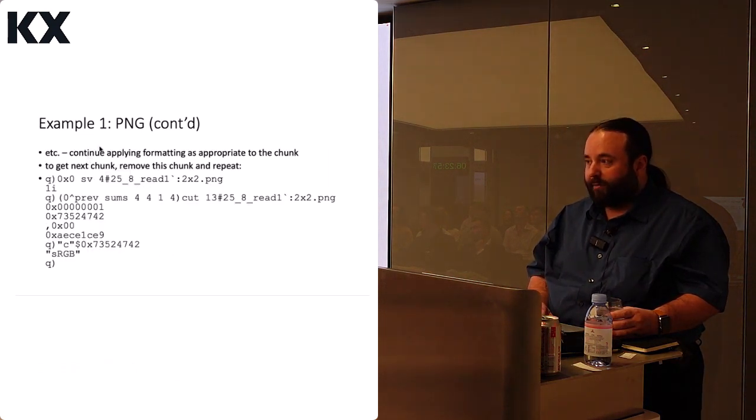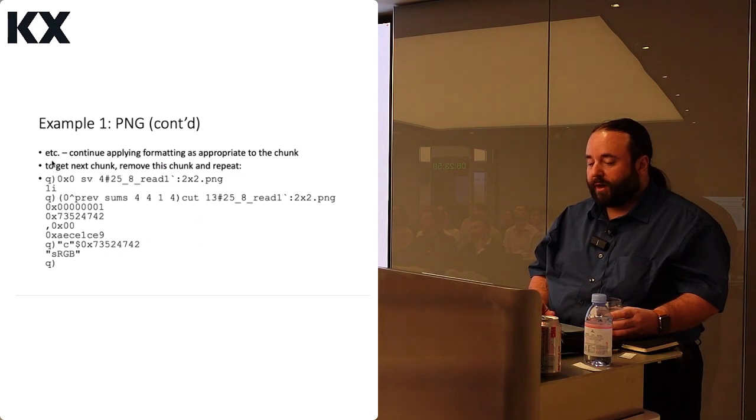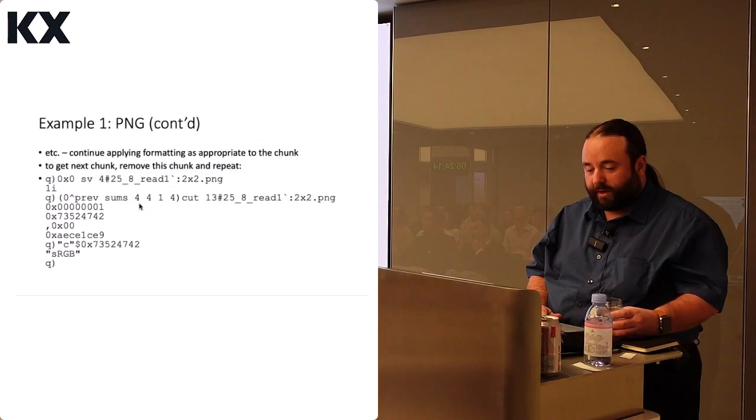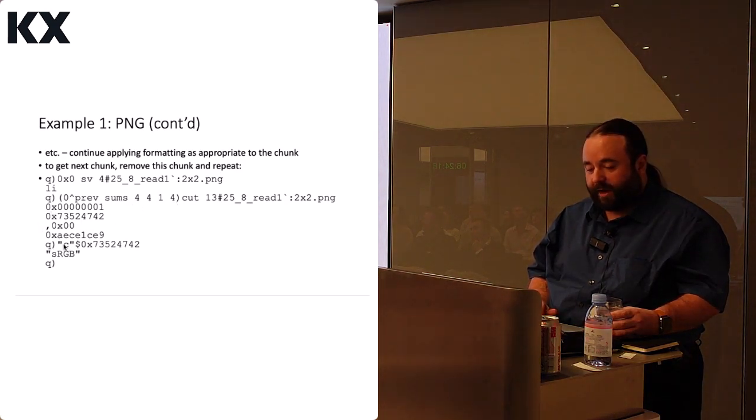Then after that, to get the next chunk, you remove that chunk and repeat the whole process. So you drop off those 25 bytes, take the length, convert to an int, you find out that that int is 1, so the next block has only 1 byte of data, so that's 13 counting the metadata, cut that up and you get this. Convert the type to a character string and you get sRGB, so that's a flag.